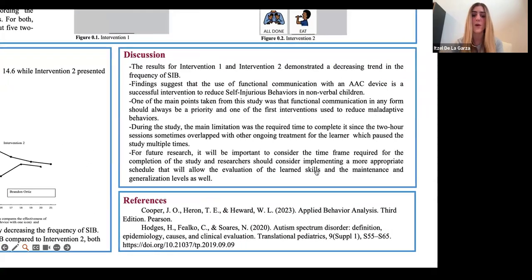Yeah, these are my references: Cooper, Heron, and Heward 2023, and Hodges, Falco, and Soares 2020.